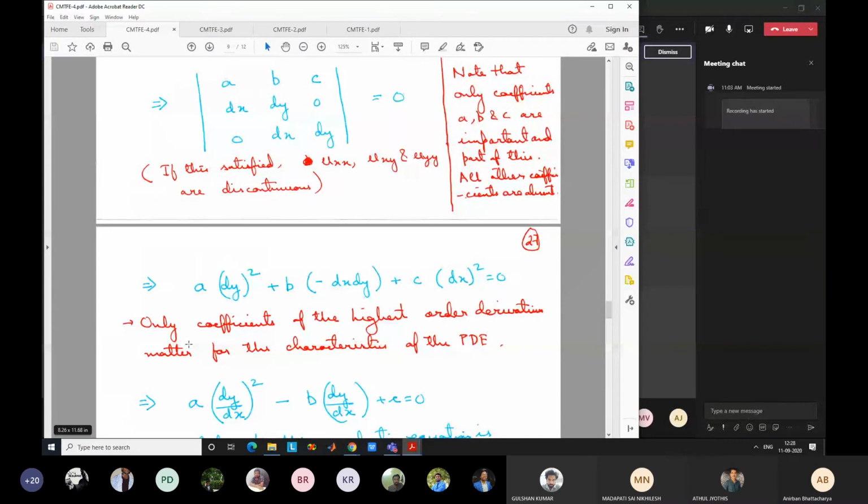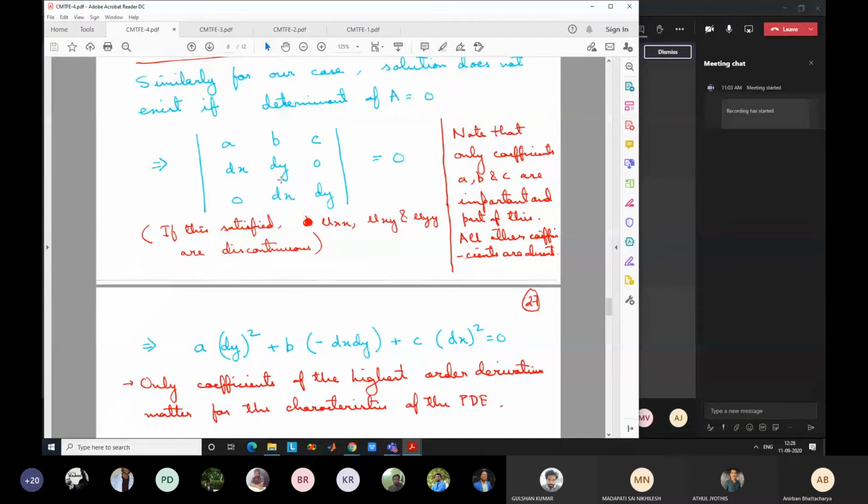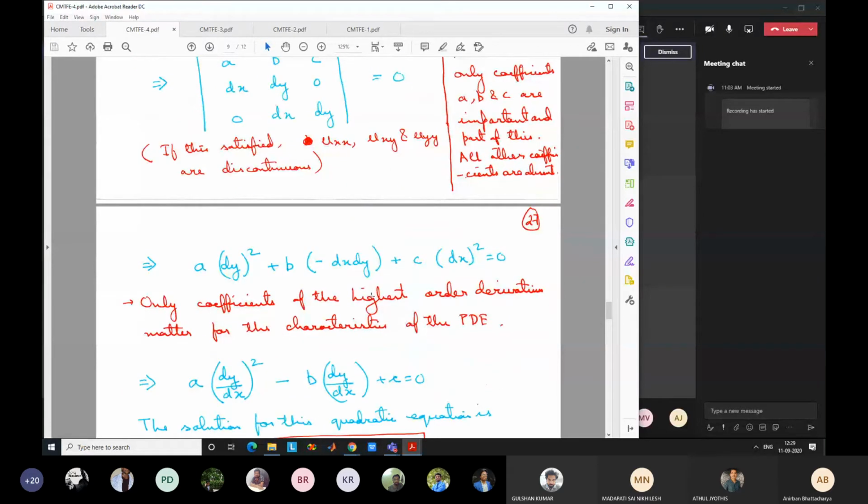So let us find the determinant. I hope you know this because you have already studied it long back in class 11 or 12 for JEE. A into dy square minus 0, plus B into 0 minus dx dy, plus C into dx square minus dy into 0. So A dy square minus B dx dy plus C dx square equal to 0. This is the condition when the determinant is equal to 0.